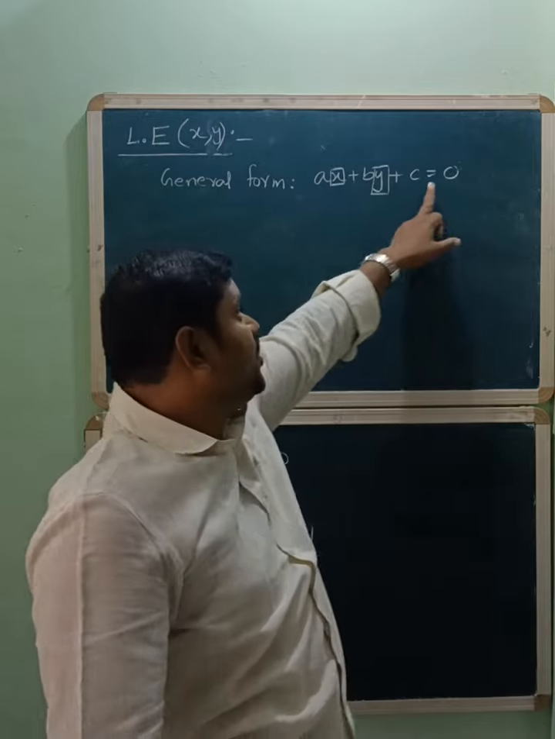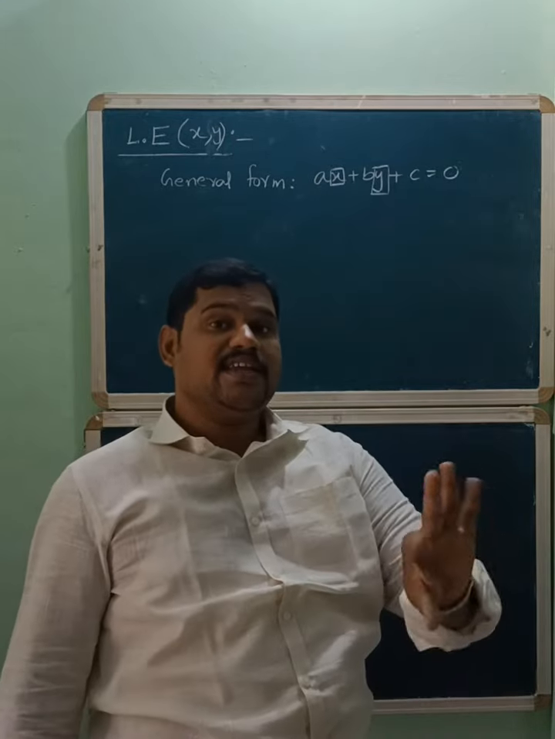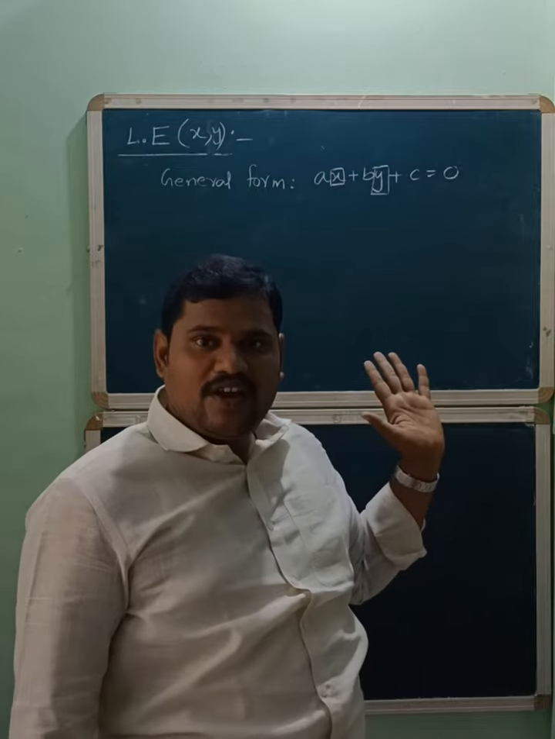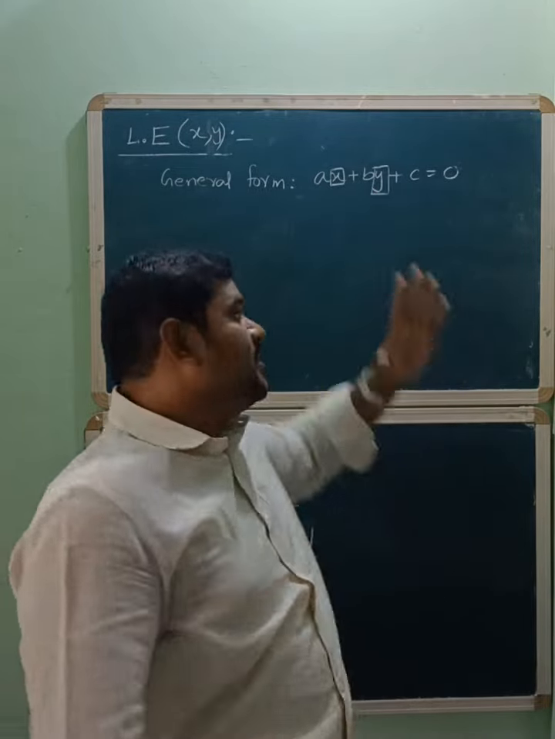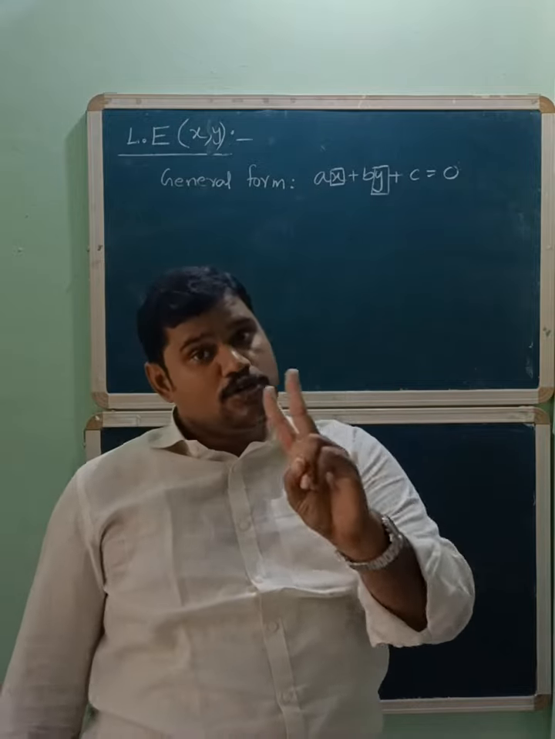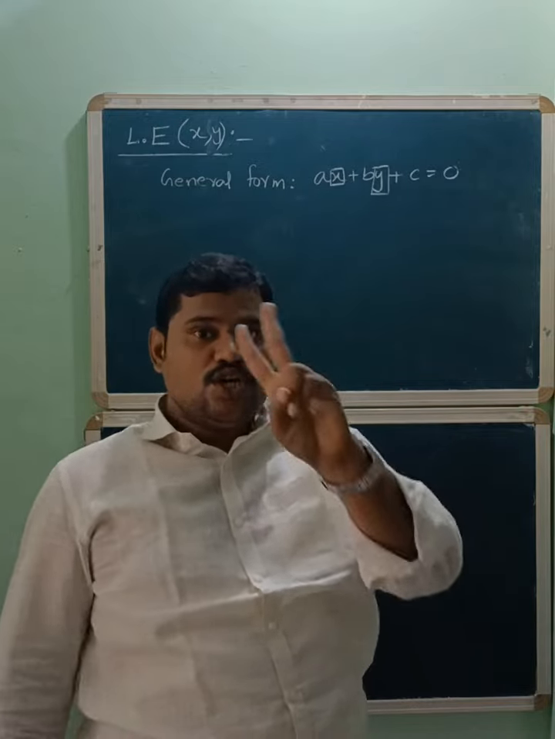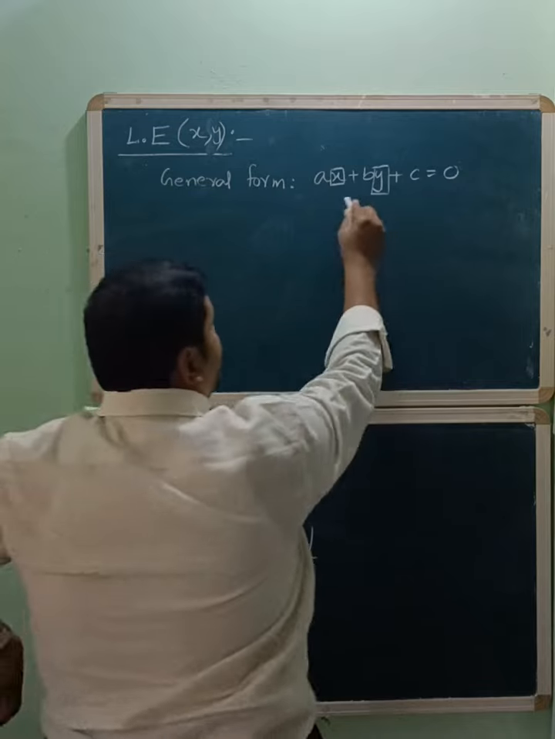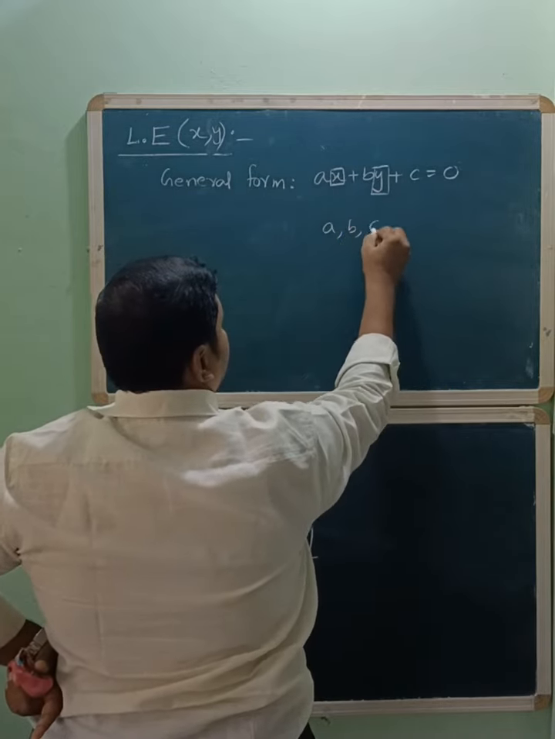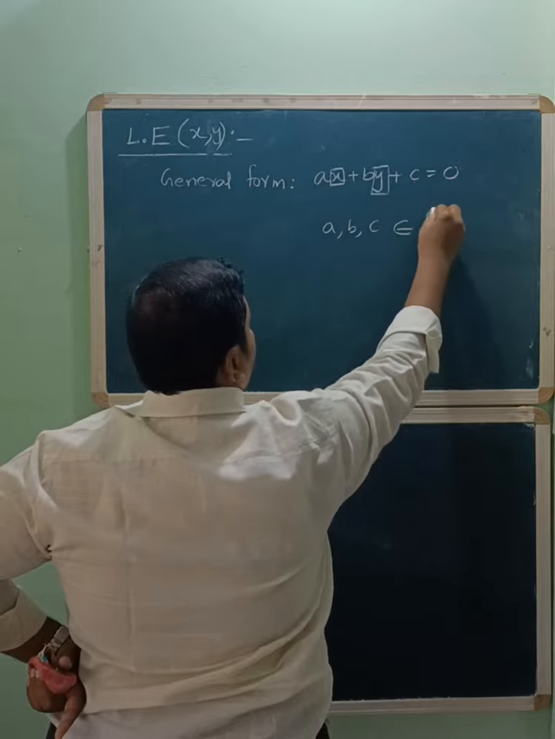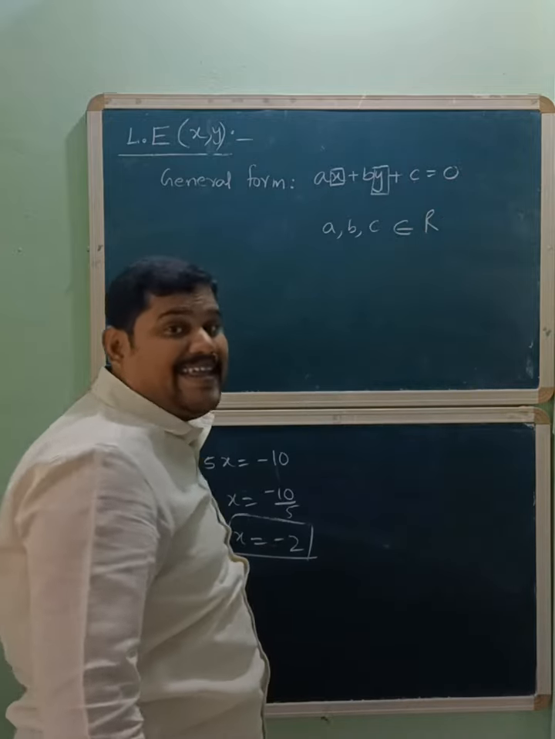It is an equation, equal to 0, so a linear equation. How many variables are involved here? Two variables, x and y. That's why this is called a linear equation in two variables, x comma y. Here a, b, c are arbitrary constants.